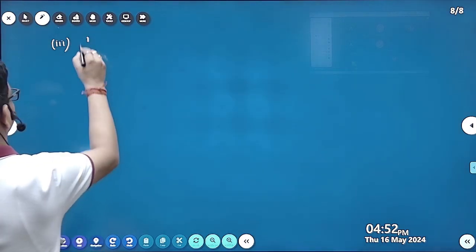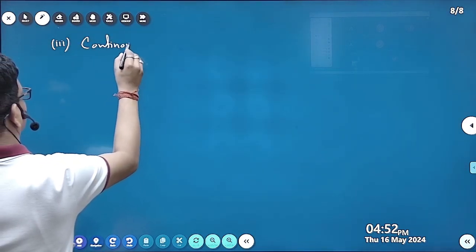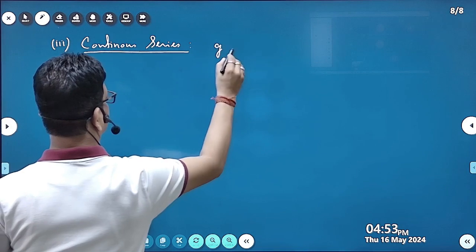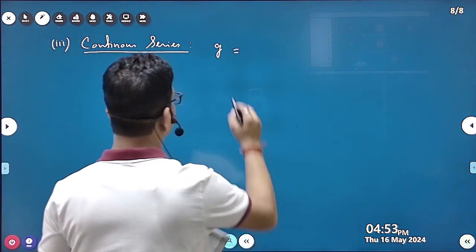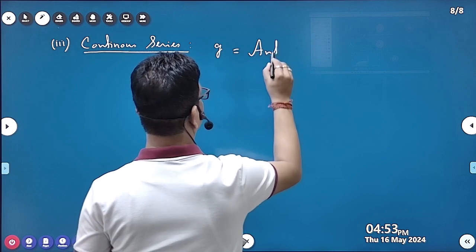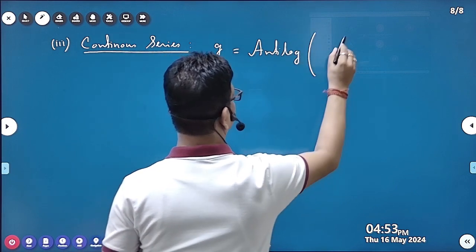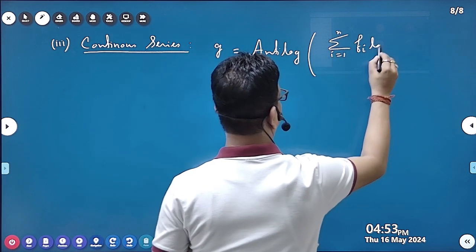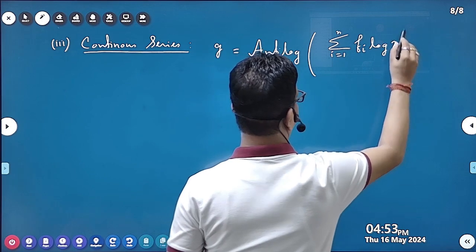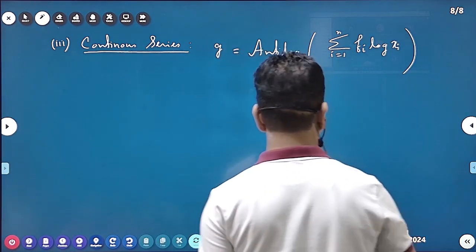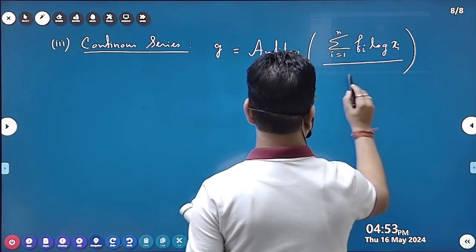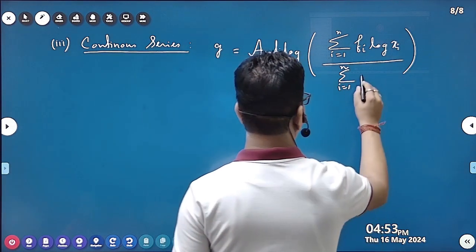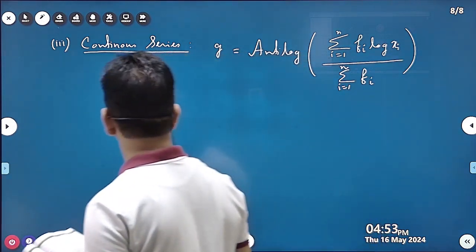three, for continuous series, GM is anti-log of, almost the same formula here again, anti-log of summation, i equal to 1 to n, of fi log xi. In the book they have given m, but I prefer xi because we are comfortable with xi. We know xi is the class mark. Okay, summation of i equal to 1 to n of fi. Okay, so actually it is almost the same formula.